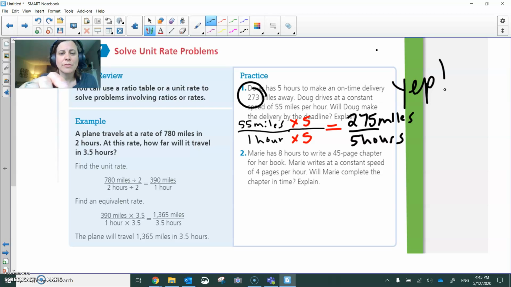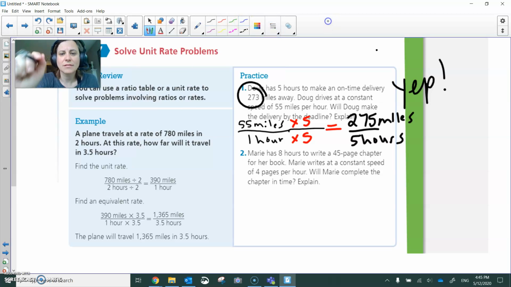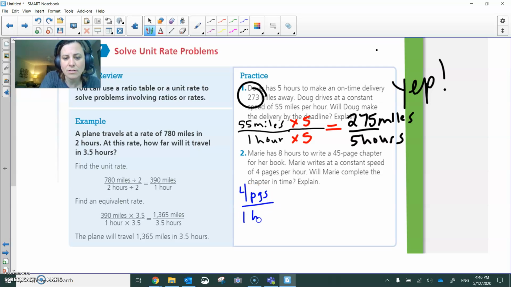The second one, Marie. Let's check out Marie. Marie has 8 hours to write a 45-page chapter for her book. Marie writes at a constant speed of 4 pages per hour. There's our rate, 4 pages per hour. Will she complete the chapter in time?